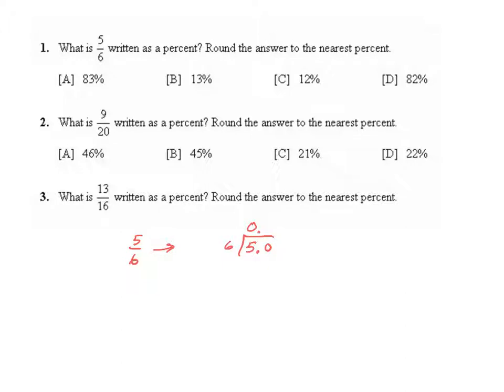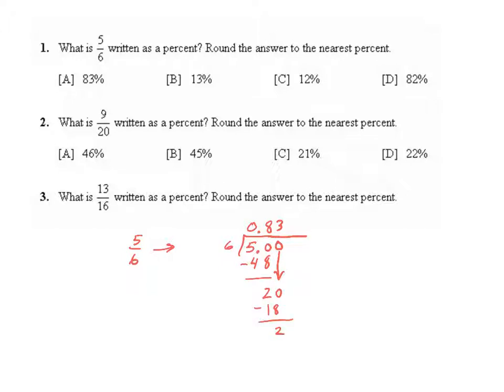I'm going to bring my decimal straight up. And 6 goes into 50 8 times, and I have a leftover of 2. Now I can keep adding zeros. I'm not really adding zeros, but I can keep placing zeros into empty place values and keep my division going. So now 6 goes into 20 3 times. So I'm going to have to extend my bar here.